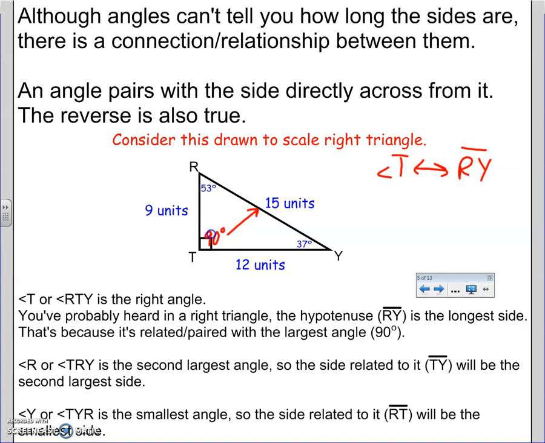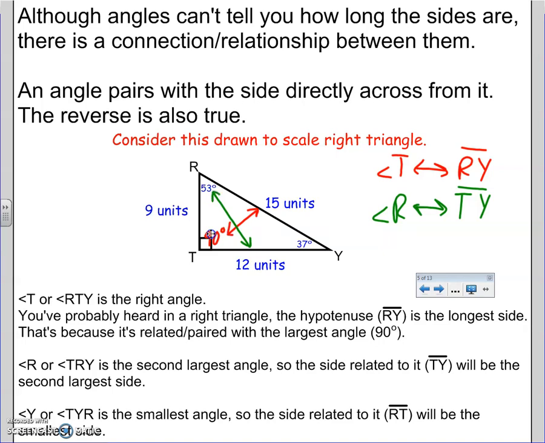Notice the next one, angle R, or angle TRY if you use three letters, is the second largest angle. So the side related to that, which is side TY, will be the second largest side. So 53 degrees goes with this, and vice versa. So the angle R is related to side TY, and vice versa. I can draw this arrow in either direction. Let me add the arrow here.